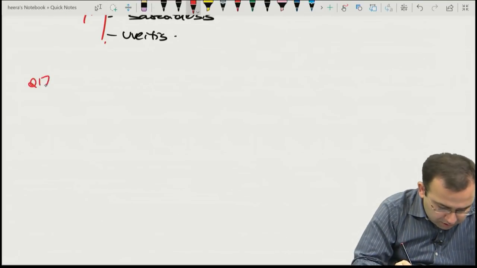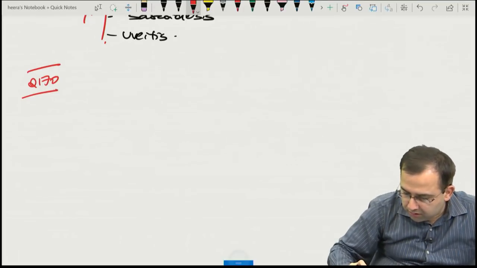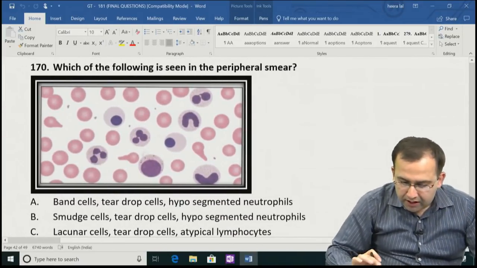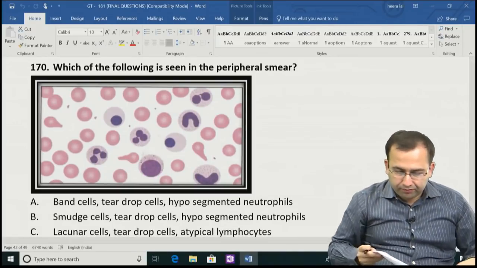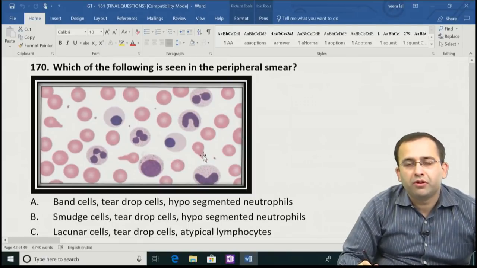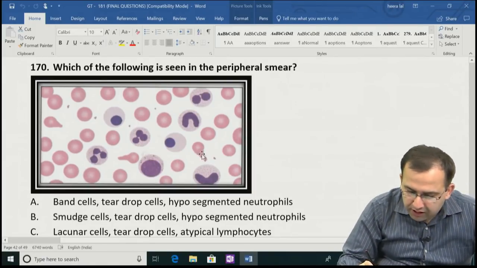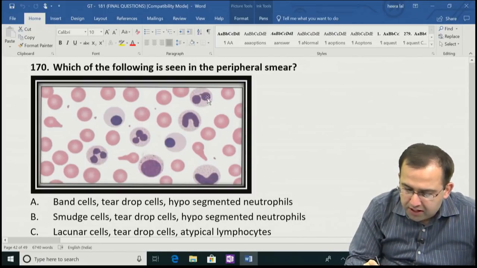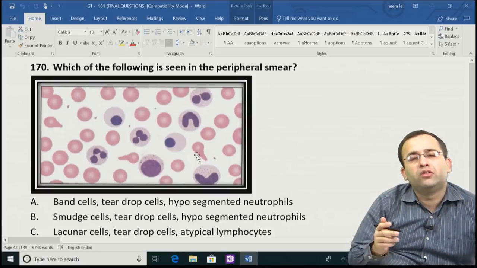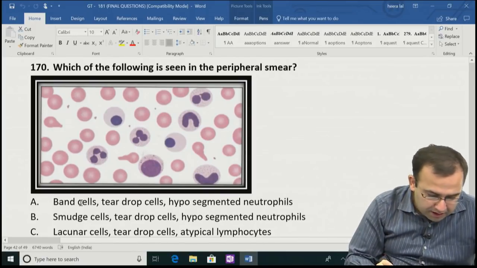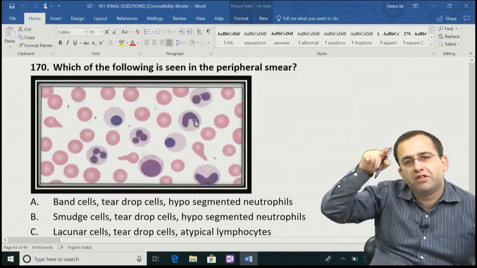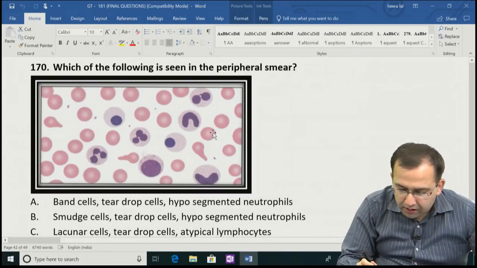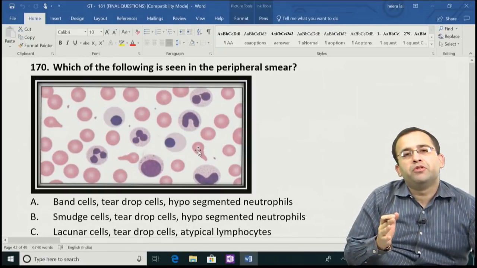Next, this gets us to our next question, that is question number 170. Which of the following is seen in peripheral smear? Now, let us have a look at the cells that you are seeing in the peripheral smear. Look at the one I am showing with my arrow, you are able to see the presence of a teardrop RBC. Have a look at the neutrophils. They are hypo-segmented. This only has two nuclei. This has three. Many are single. So, hypo-segmented neutrophils with the presence of band cells. This is a band cell. The one which is in a U-shape is a band cell. So, the answer is band cells, teardrop RBCs, and hypo-segmented neutrophils.